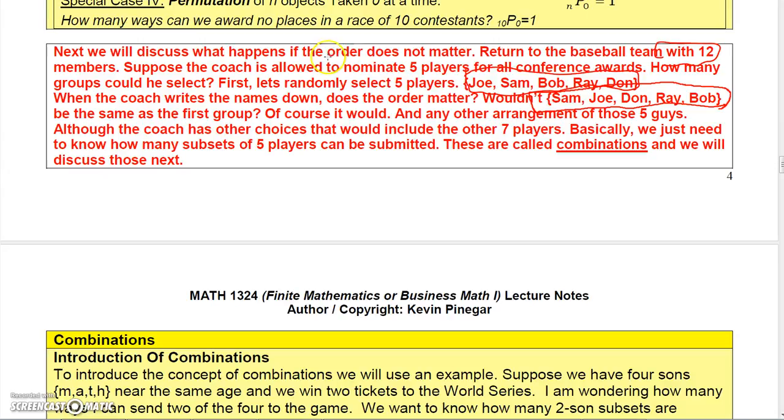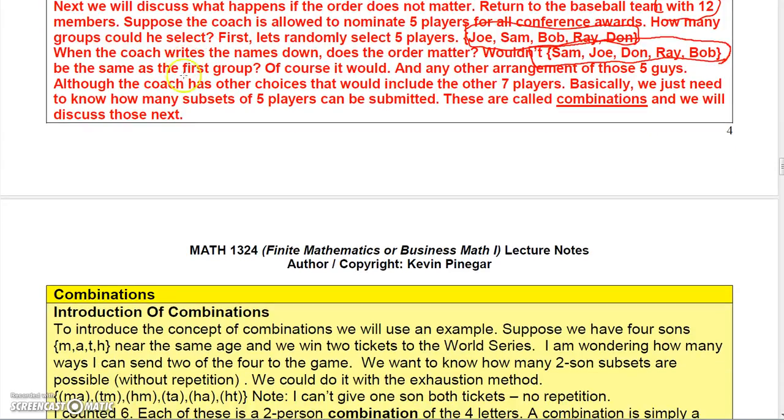So we're not really concerned about how many ways you can arrange them. We just want to know how many subsets you can choose. So really here we're interested in how many combinations there are. So combinations are basically how many subsets you can get out of a set.